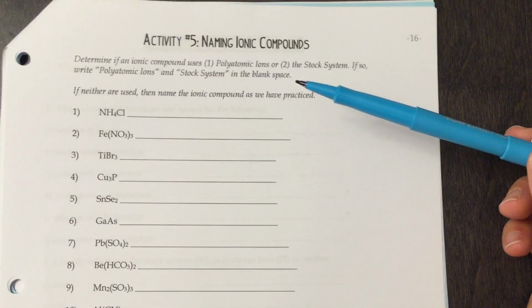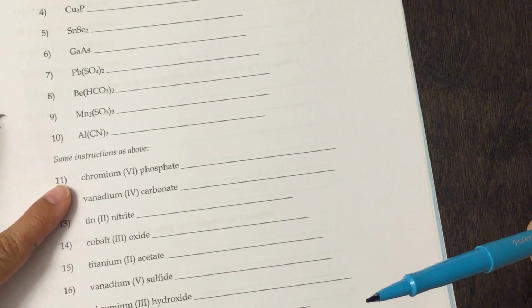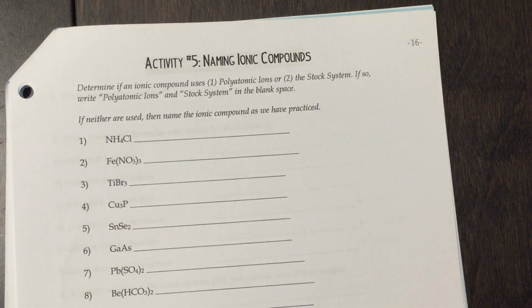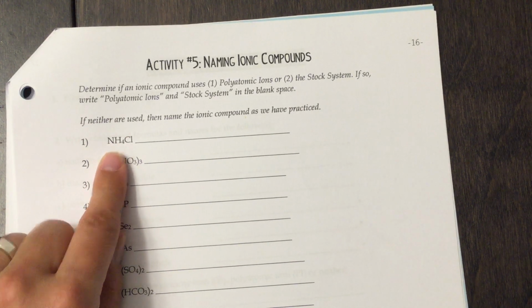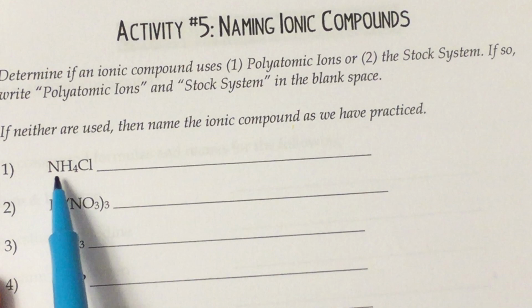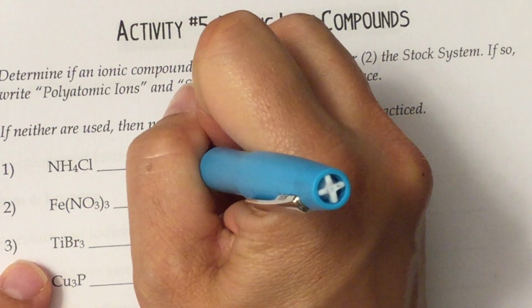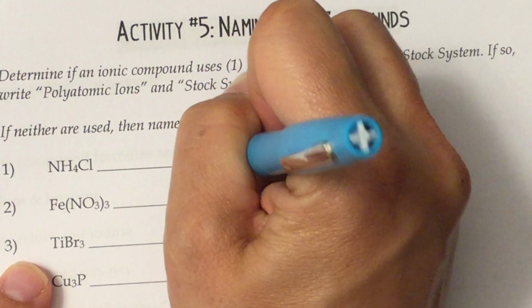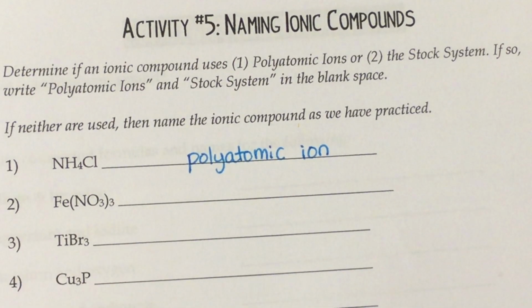Okay, activity 5 in your booklet has all these different compounds and then the names down below. What I'd like us to do is figure out which ones use polyatomic ions and which ones use the stock system. So first thing I would do here is take a look and count how many capital letters we have. We have 1, 2, 3. And because we have 3, which is more than 2, it means we have a polyatomic ion, which means we have a group of ions.